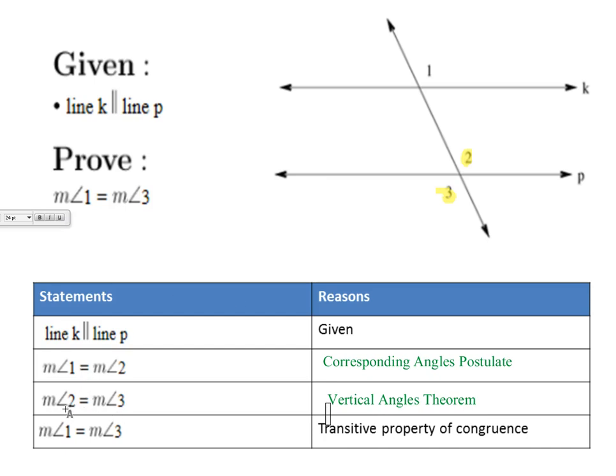So the last step that we completed for you is saying if the measure of angle 1 and 2 are equal and the measure of angle 2 and 3 are equal, you're able to say that the measure of angles 1 and 3 are equal. And that's that transitive property of congruence.